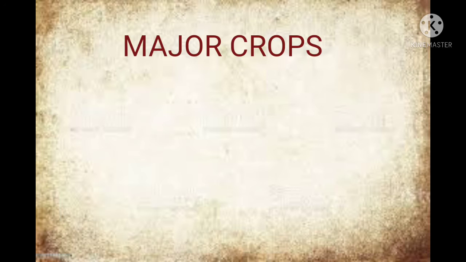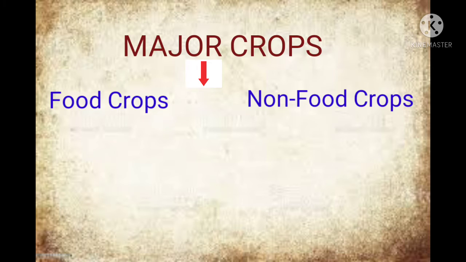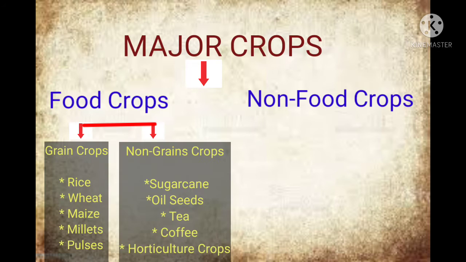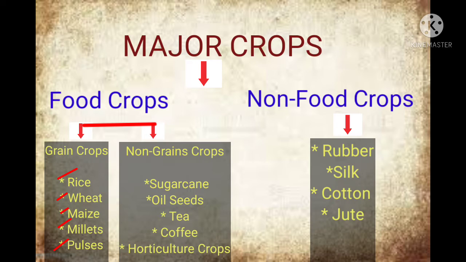Before we see each crop individually, let us understand the classification of crops. Broadly, crops of India are classified into two, that is, food crops and non-food crops. Again, these food crops are divided into two, which are grain crops and non-grain crops. So in this video we'll be covering grain crops, which include rice, wheat, maize, millets and pulses.